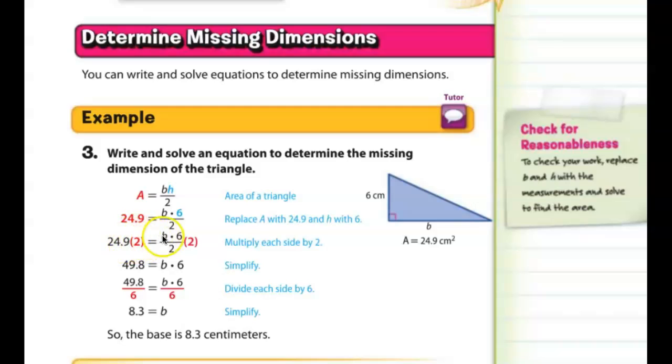So we multiply. Okay, this is where it gets a little bit different. We want to get the base by itself since that's unknown. So we want to get rid of this 2. If this is divided by 2, we're going to multiply each side by 2.